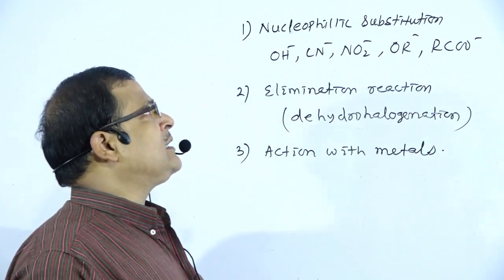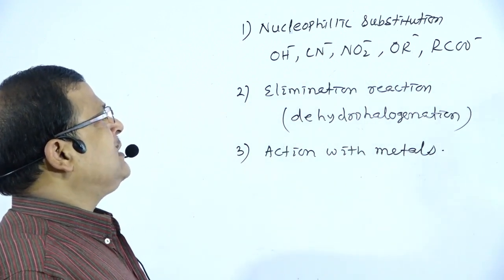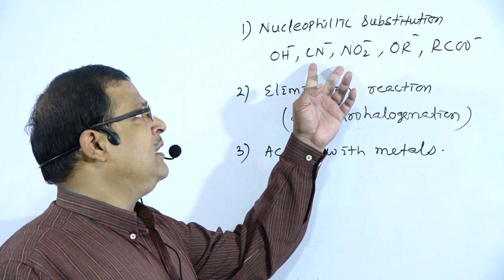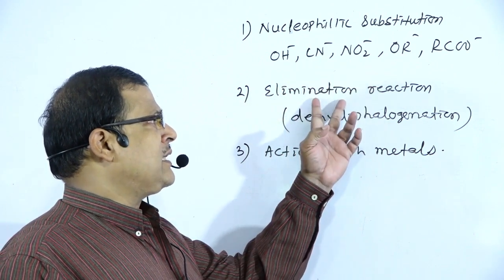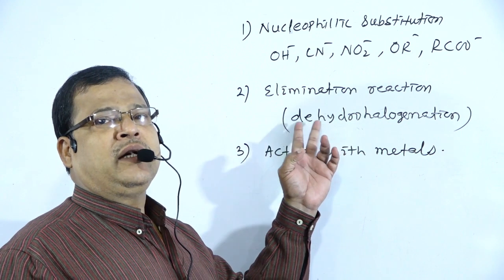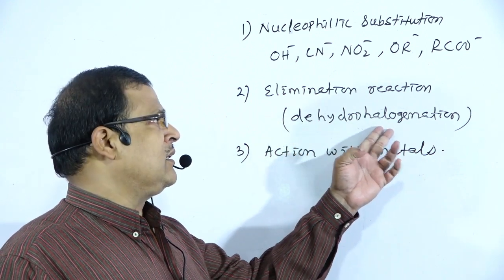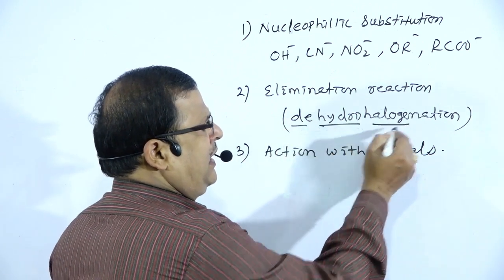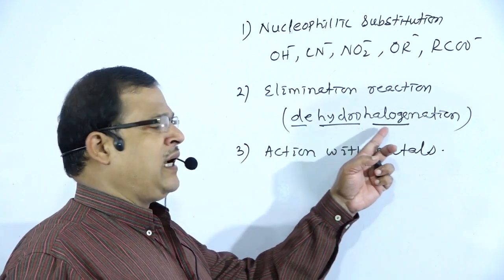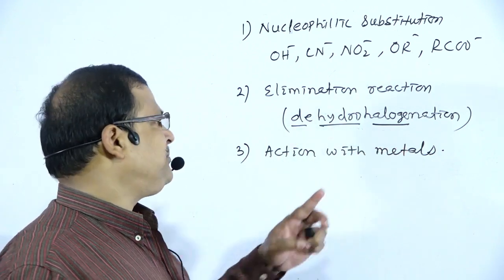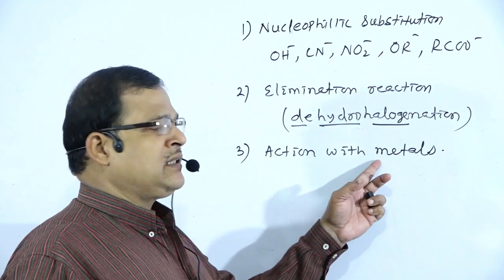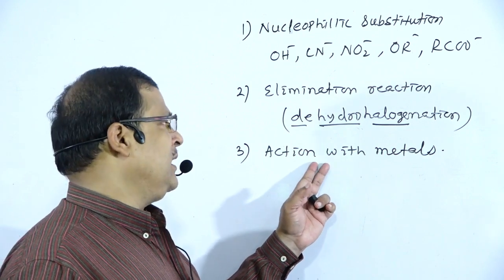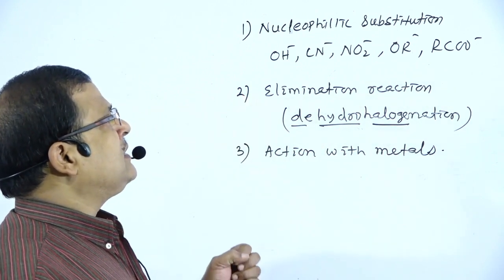So these are the reactions shown by alkyl halides: nucleophilic substitution reactions, where the halogen atom gets replaced by nucleophiles; and elimination reaction, particularly dehydrohalogenation. Dehydro means removal of hydrogen and halogen, with the formation of alkenes. Next, action with metals like sodium, zinc, etc., we will discuss in detail. So these are the reactions shown by alkyl halides.